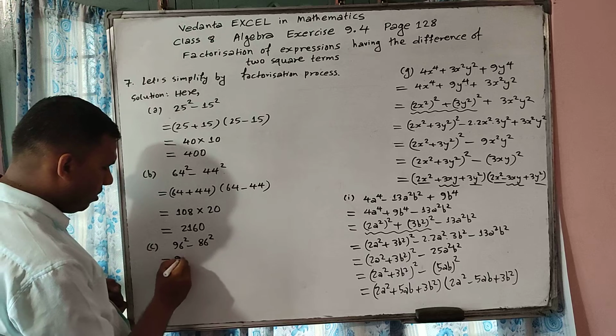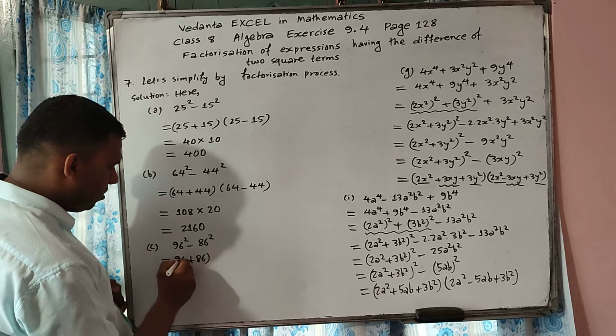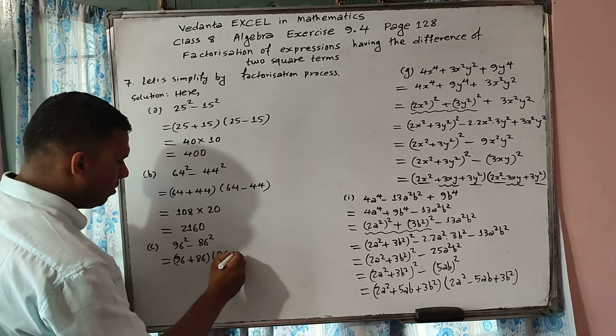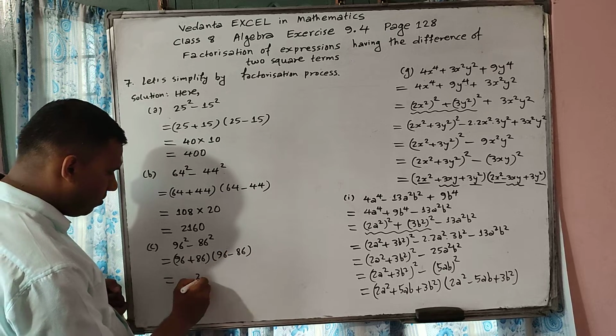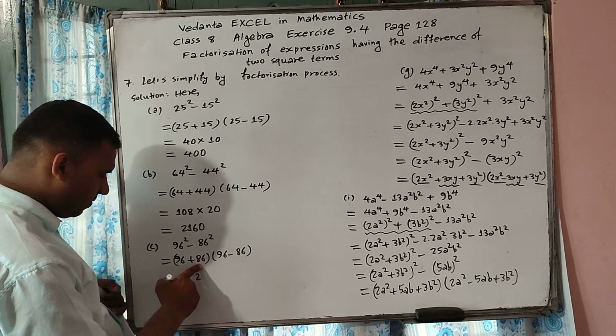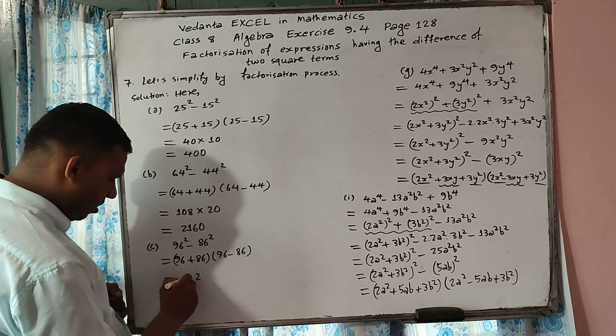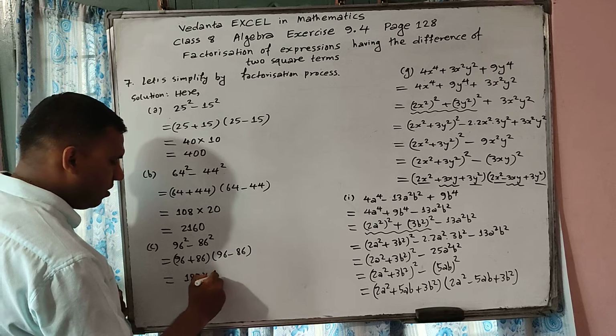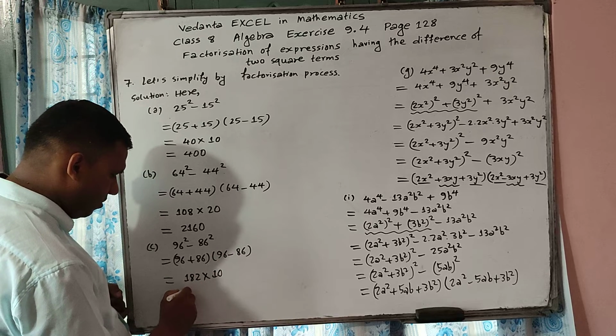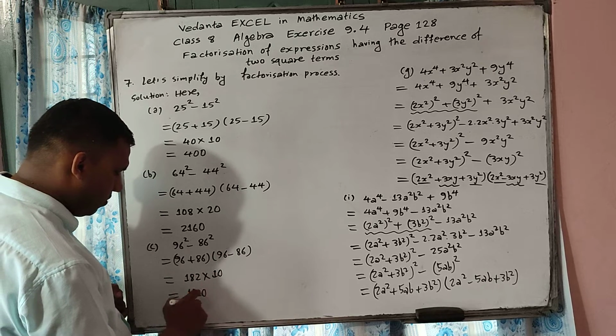On C, 96 square minus 86 square is equal to 96 plus 86 into 96 minus 86. 6 plus 6 is 12, 2 carry over 1, 9 plus 8 is 17 plus 1 is 18, so 182 into 96 minus 86, which is 10. So this is equal to 1820.